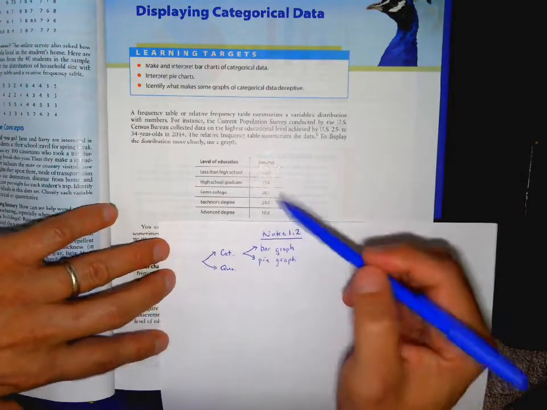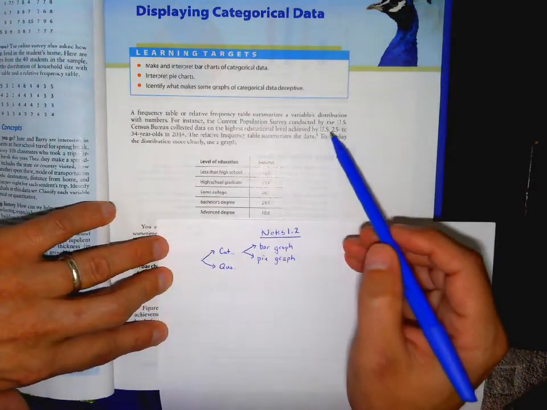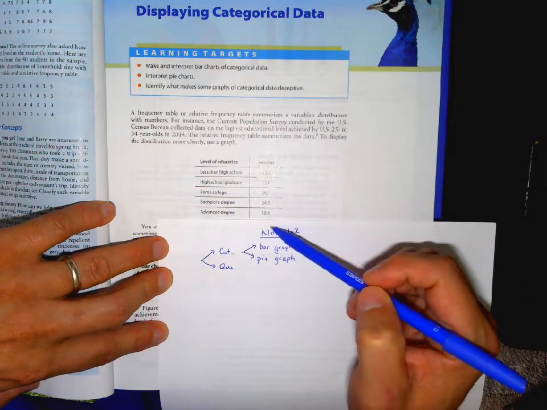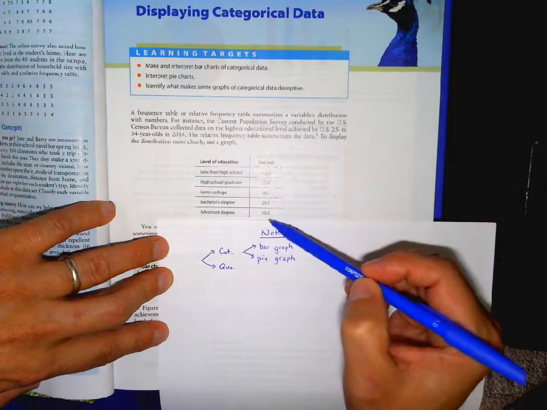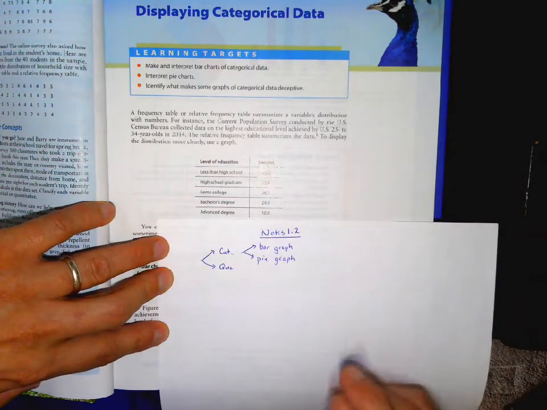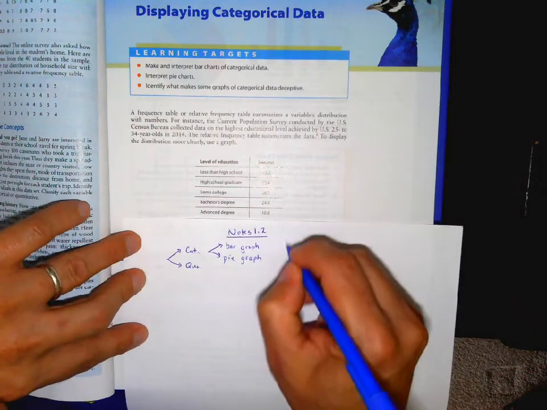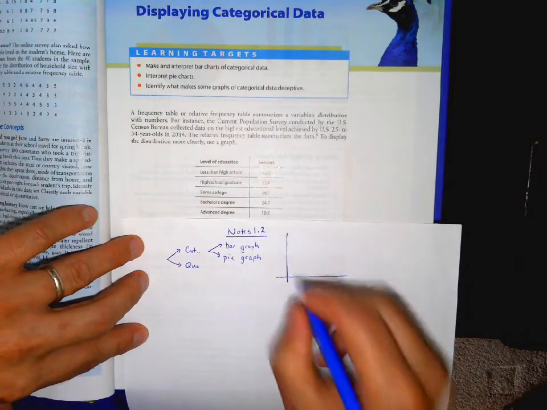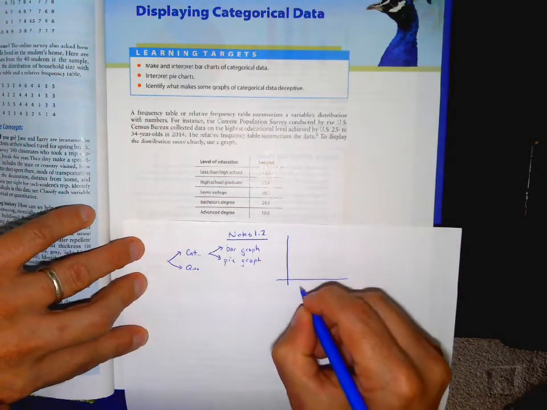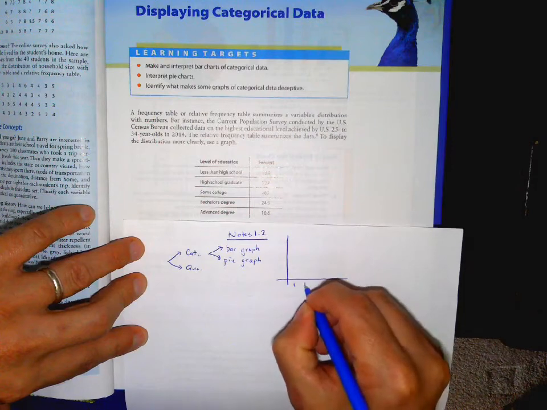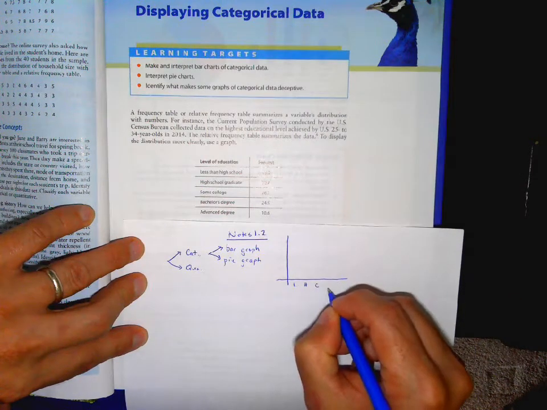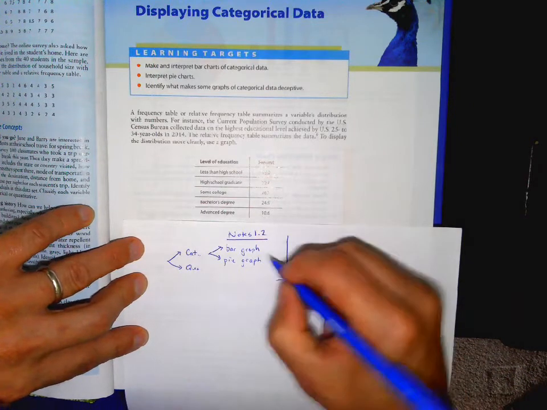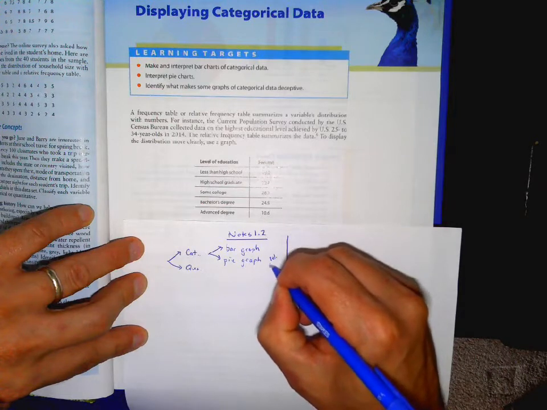So here's some information. They did a survey of 25 to 34-year-olds in 2014. And here's the relative frequency. Remember, relative means it's as a percent of the data they took. Okay, so to create a bar graph, on the bottom we will have our categories: less than high school, high school, some college, a bachelor's, and advanced. Those will be our categories. Then on the side, we have our relative frequency.